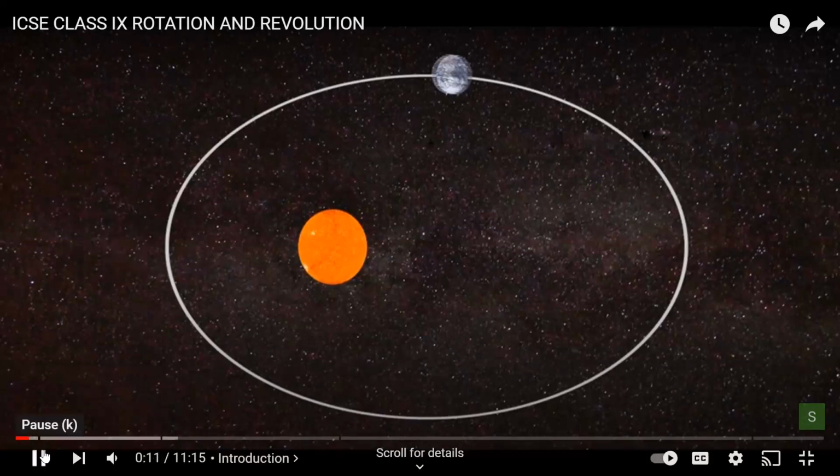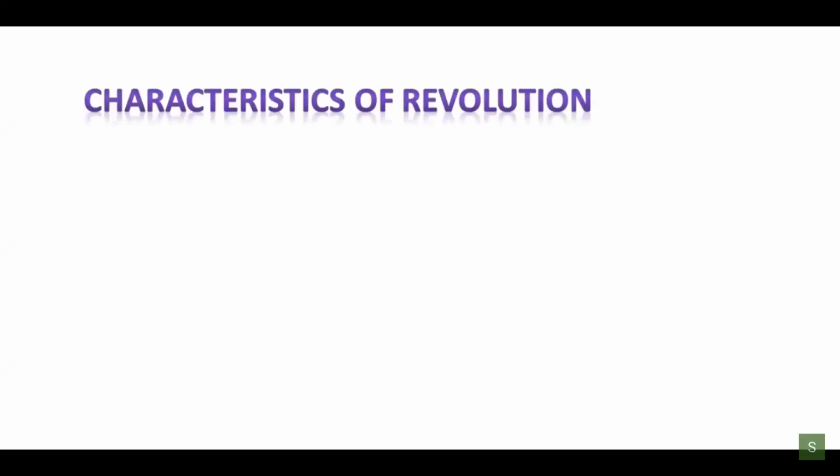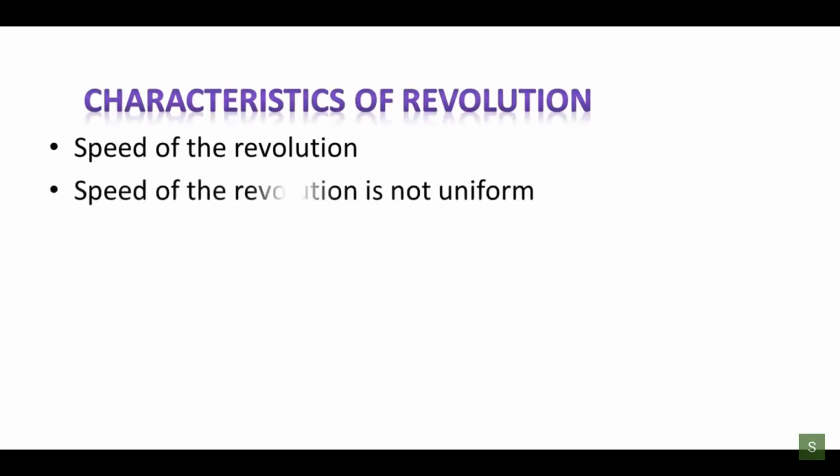Along its elliptical orbit around the Sun in approximately 365 days is termed as revolution. Following are the characteristics of revolution. First, speed of the revolution. The Earth moves round the Sun in an elliptical orbit at an average speed of 29.8 kilometers per second, or about 1 lakh kilometers per hour.